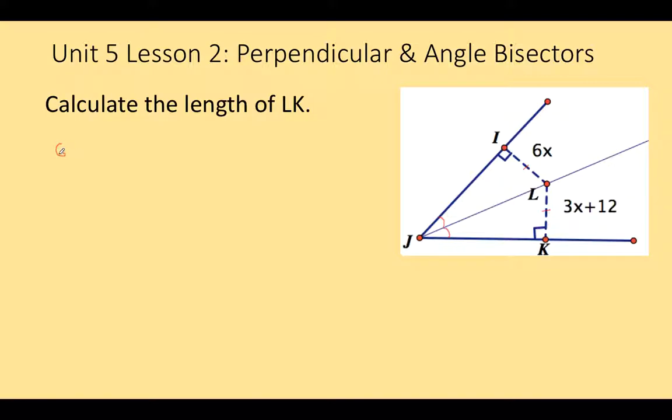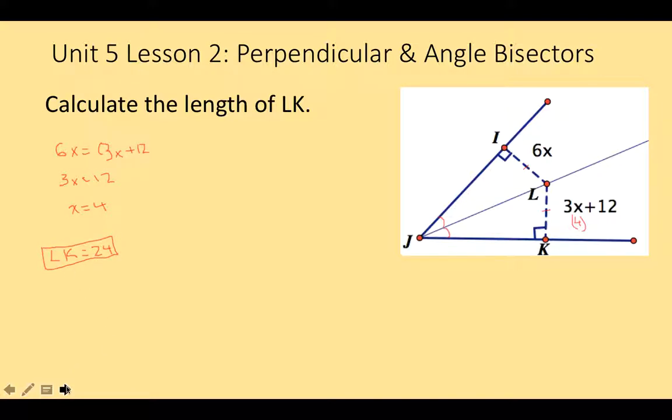And so, if we want to find LK, well, let's solve for x. We'll say 6x is equal to 3x plus 12. Subtract 3x from both sides and divide both sides by 3, and I get x equals 4, which means when I plug in 4 right here for x, I get 12 plus 12, which is 24. So LK is equal to 24. All right, so that's all good.